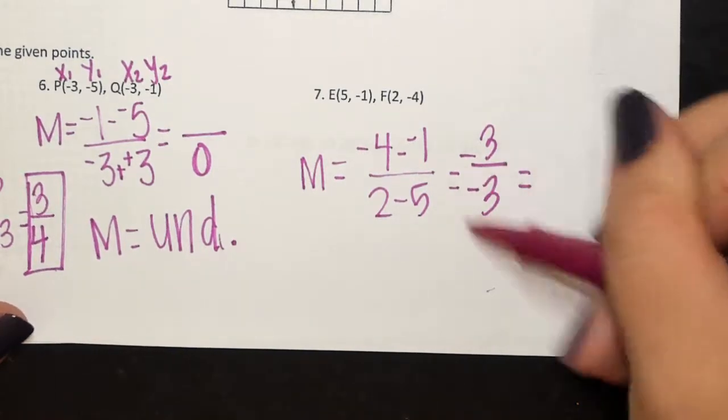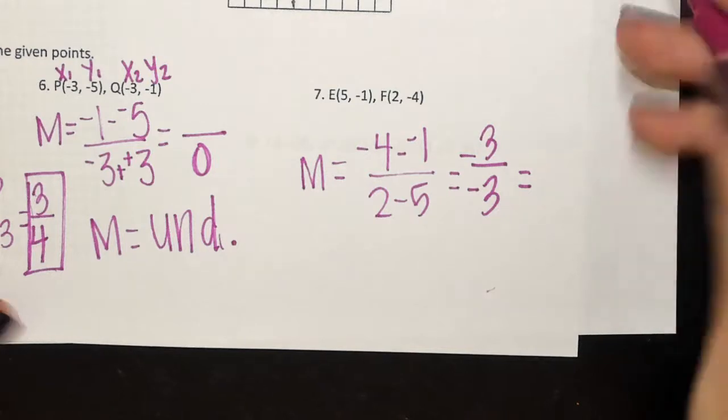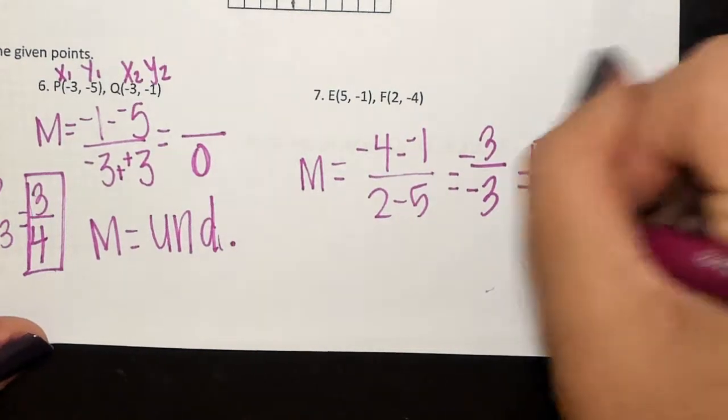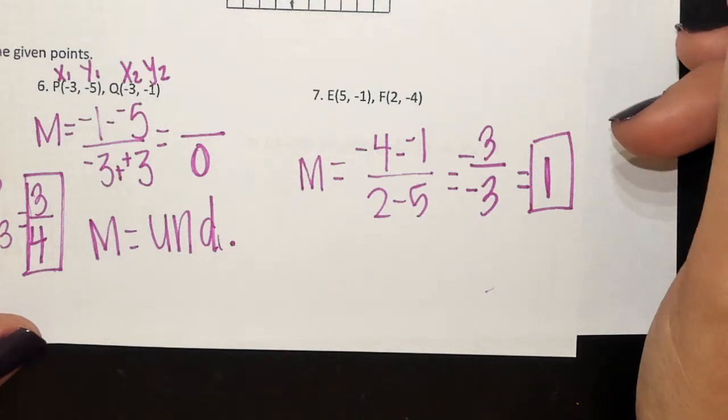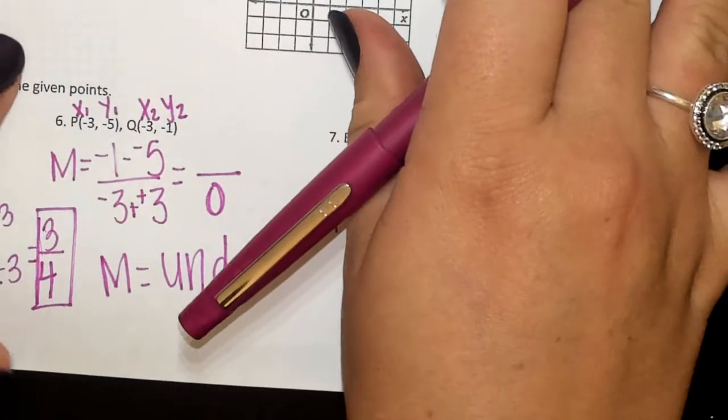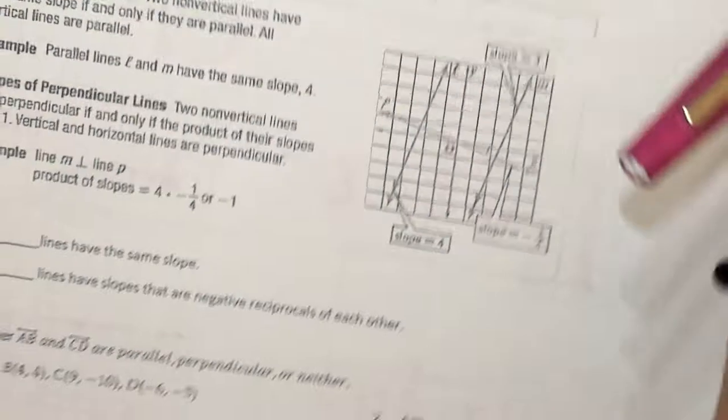Can I reduce this? To what? Alright, we're going to skip 8 and 9 just for time's sake.